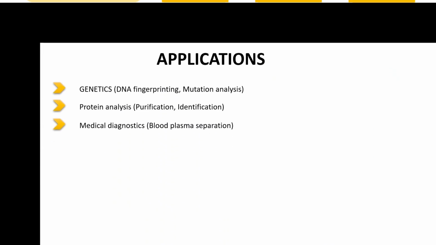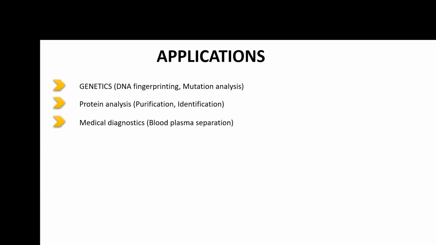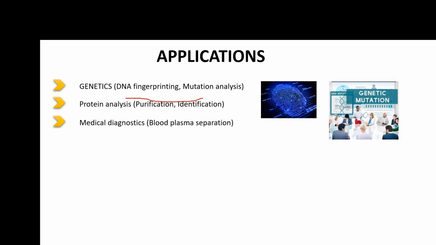Coming to the applications of electrophoretic techniques, it can be very helpful in genetics and also forensic science, where it could be used in DNA fingerprinting and mutation analysis as well. The next one is protein analysis. PAGE electrophoresis emphasizes protein analysis, like purification and identification of protein structures, and it is also used in medical diagnostics, for example, antibody antigen interactions and their separation.